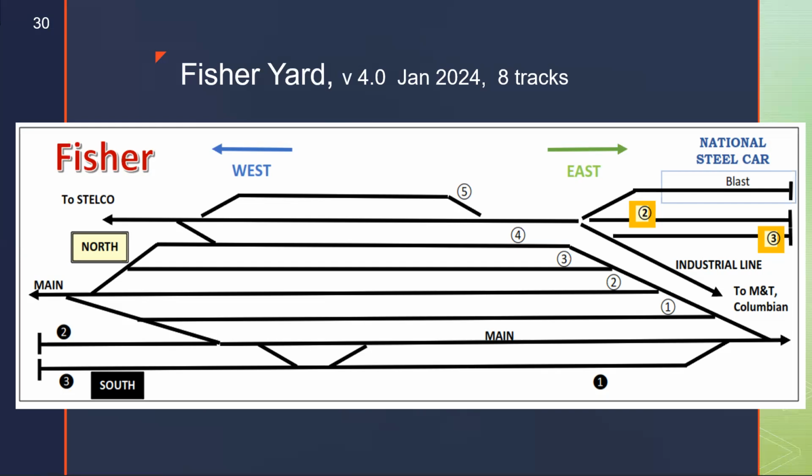And it provides a lot of, I think, from the operating sessions we've been running, very satisfying activity for one or more trains switching the yard. And this is this change up here that was suggested by someone in November of last year.